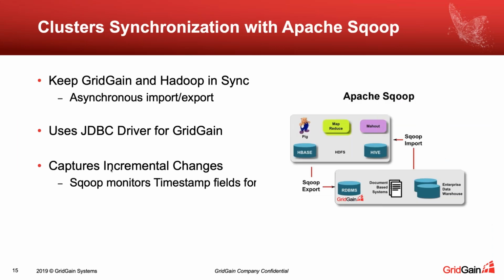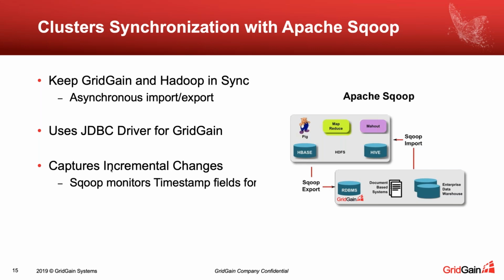After that, once the data is loaded, we might need to keep our clusters, Hadoop and GridGain, in sync. And here we suggest using Apache Sqoop. That's a pretty good tool, and it also belongs to the Apache Software Foundation, like Ignite. Generally speaking, it will do the following. If you need to push some of the changes from GridGain, periodically or based on some frequency, then you can use Sqoop for that.